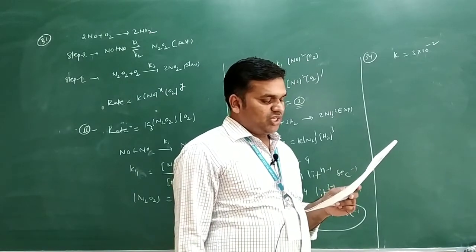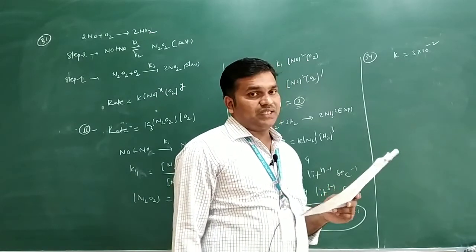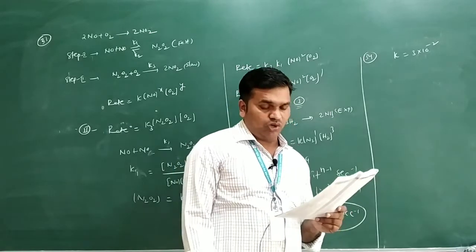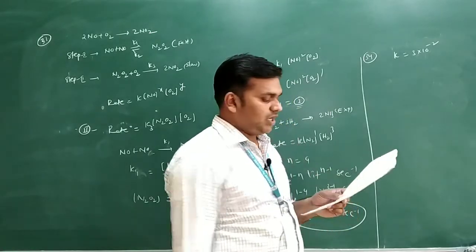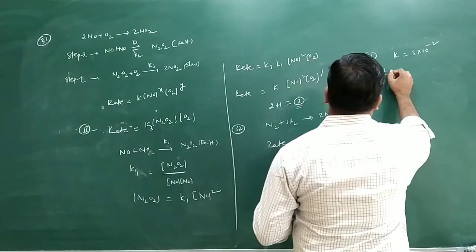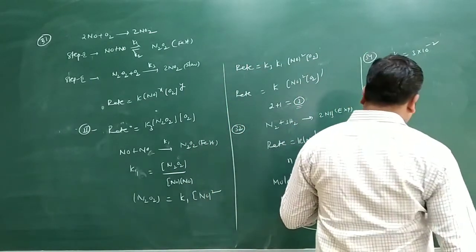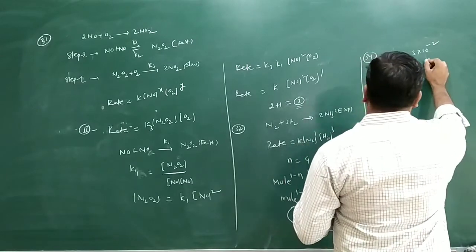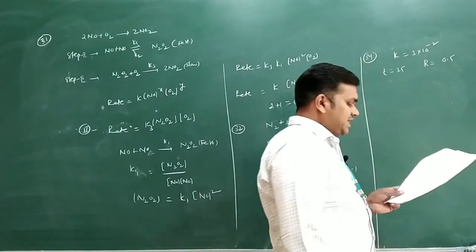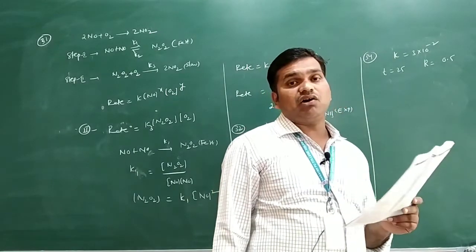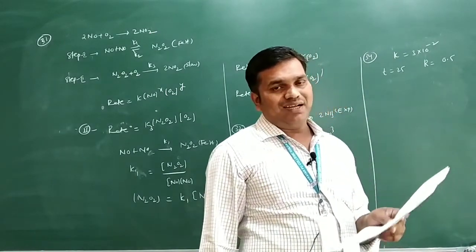After 25 seconds, the concentration of the reactant is given as 0.5 molar. So after time t equals 25 seconds, the concentration R is 0.5. Now they are asking us to find the initial concentration of the reactant. It is a zero order reaction.